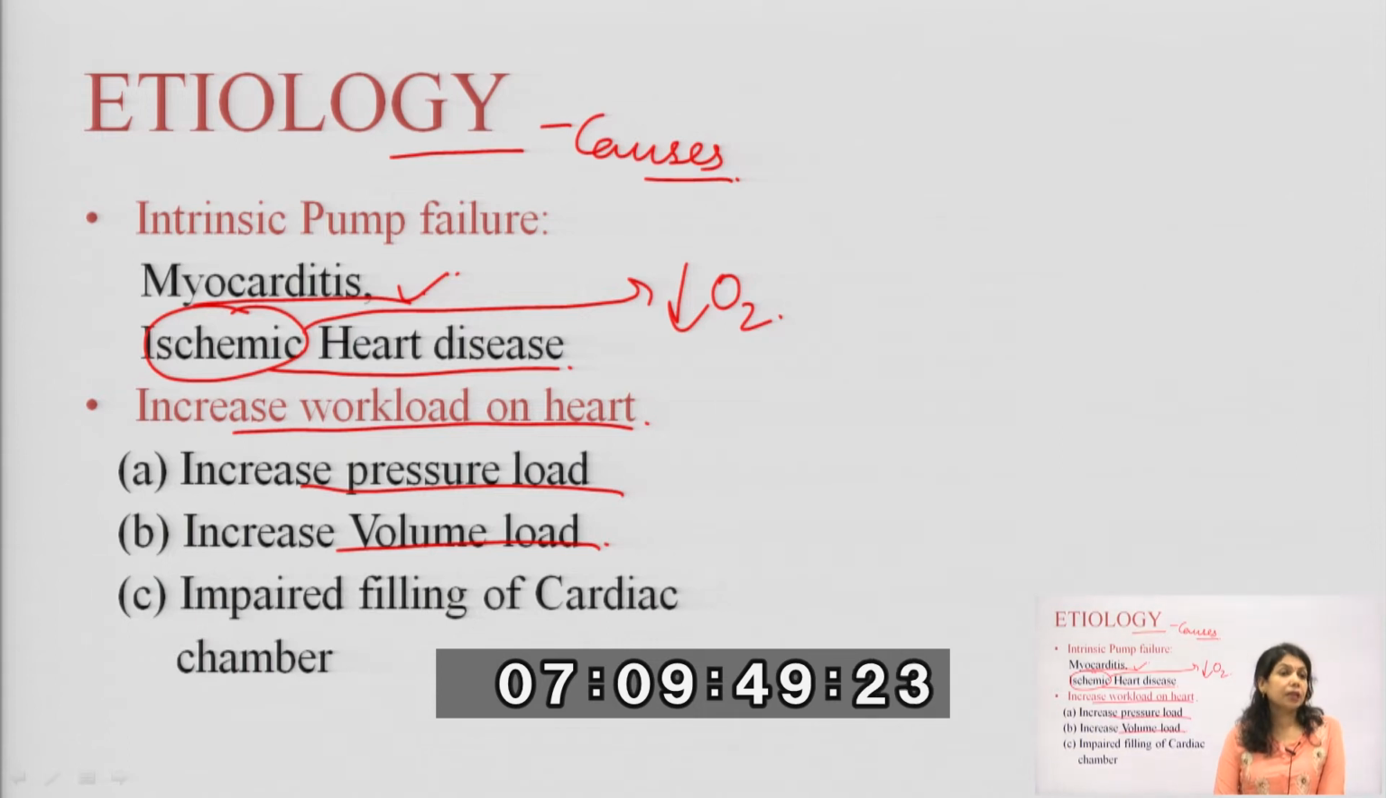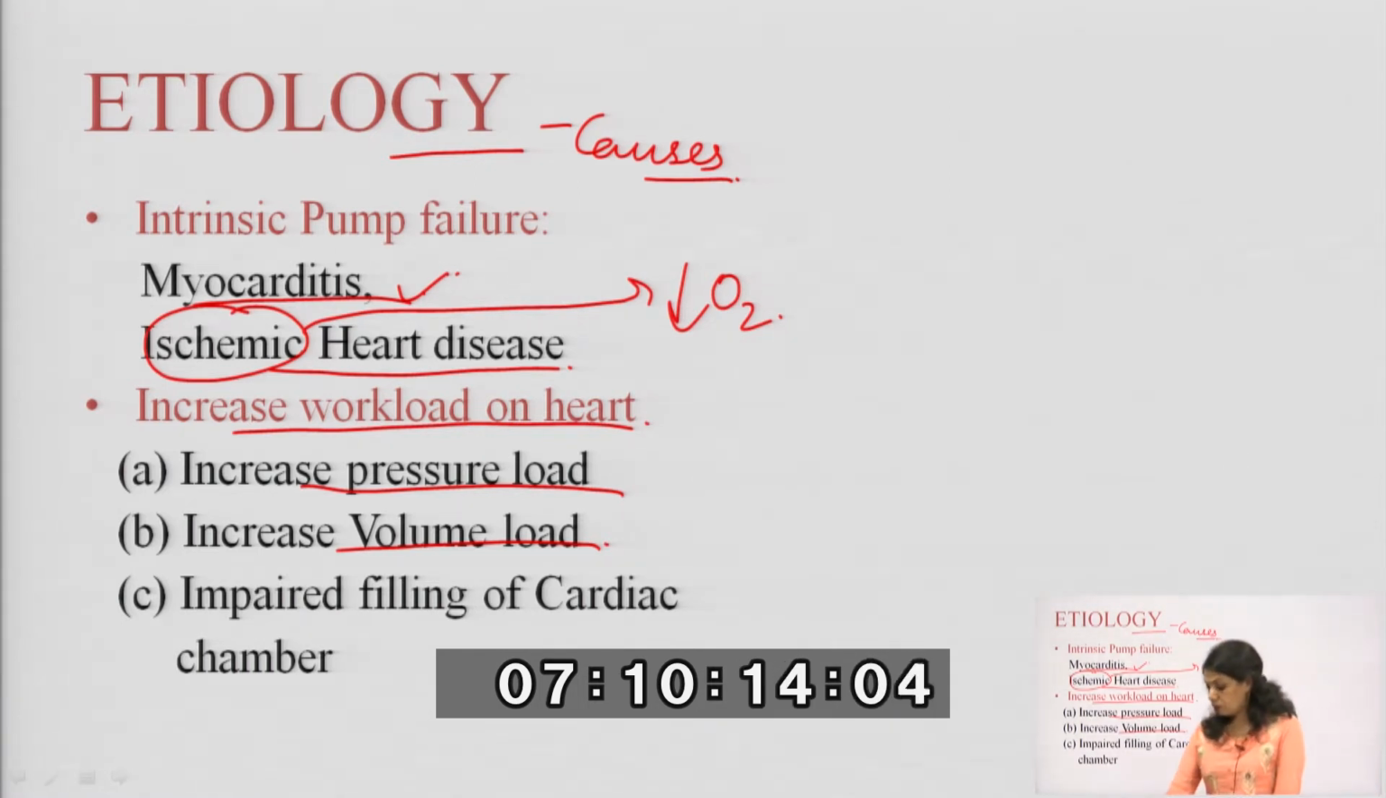Then the third is impaired filling of the cardiac chamber, that is, the proper filling in the auricles and ventricles is not there. What will happen when proper filling is not there? The blood will not pass into the aorta and will not be supplied to the body.